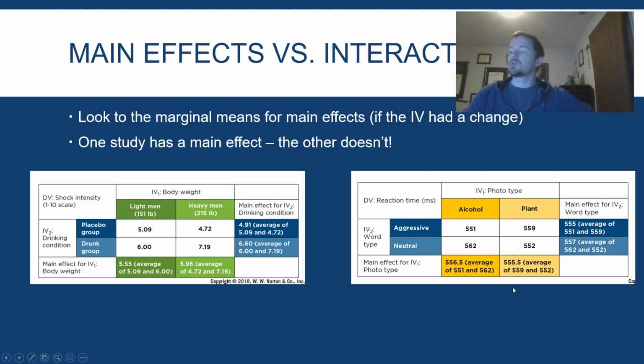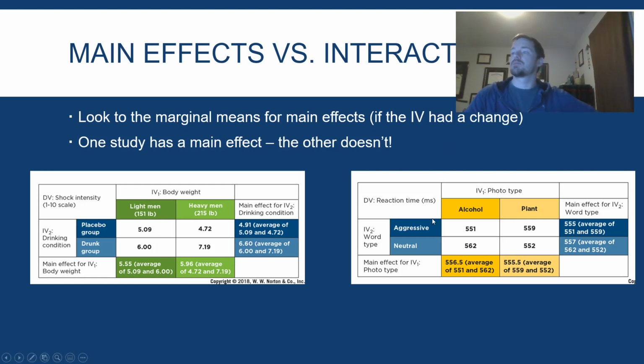So if we are looking here, there are main effects here. The interaction is not super obvious though, right? Not until you diagram it out, not until you chart it out, where you can see how those lines intersect.